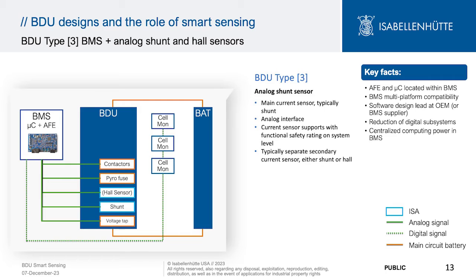Software design lead would here be at the OEM, or again, in case the OEM has selected an external BMS supplier, would be at that BMS supplier. Another advantage here would be the reduction of digital subsystems. So there's a cost reduction because there's no component in the BDU that actually uses a microprocessor. And obviously all the computing power in that case is centralized within the battery management system.